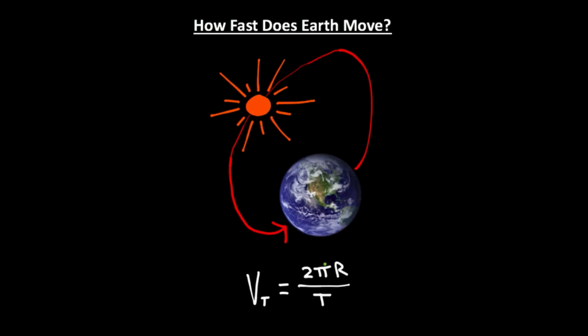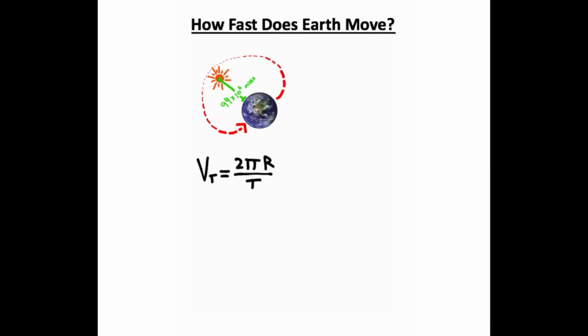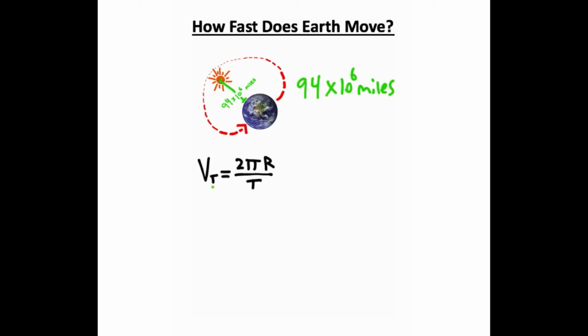On top of the velocity equation, this is the circumference of a circle. So the distance of this circle is the top of this equation. The bottom of this equation is the period, and the period is how much time it takes to complete the circle. Notice that we have distance over time. So let's go ahead and see if, using this equation and given this distance that we have from Earth to the sun, which is 94 times 10 to the 6th miles, we can go about calculating the velocity.